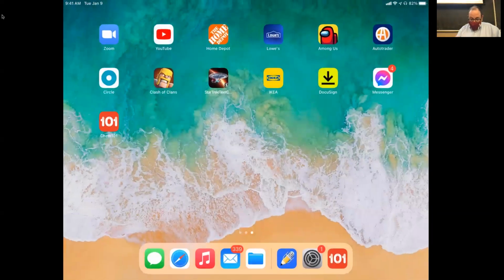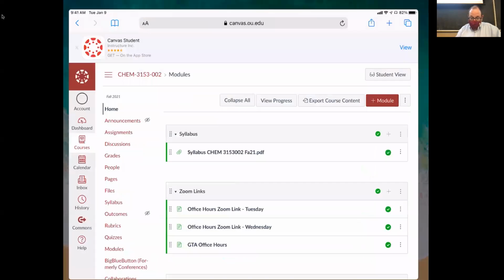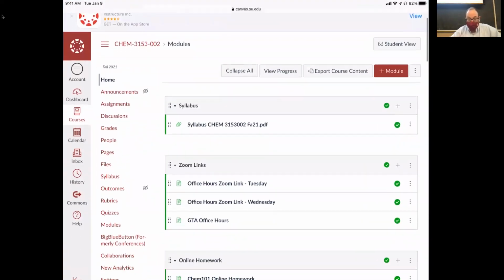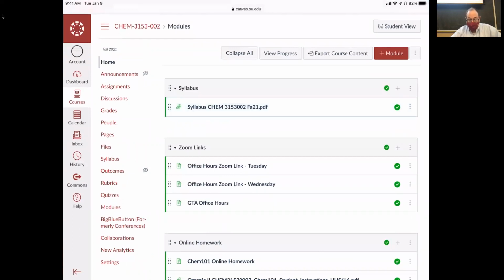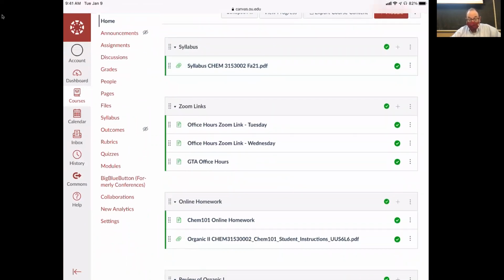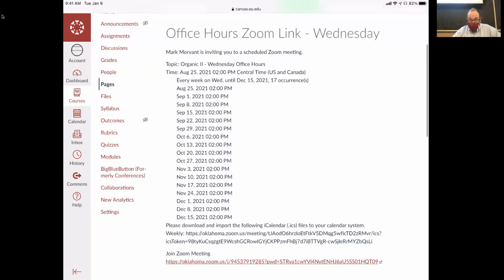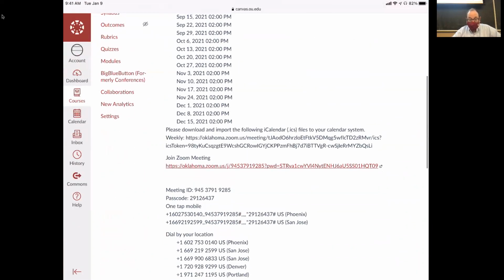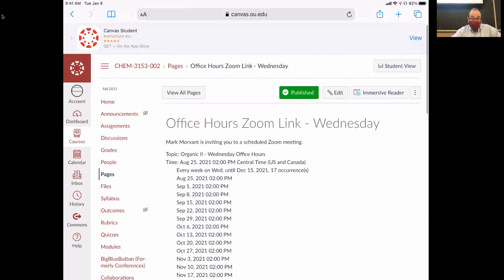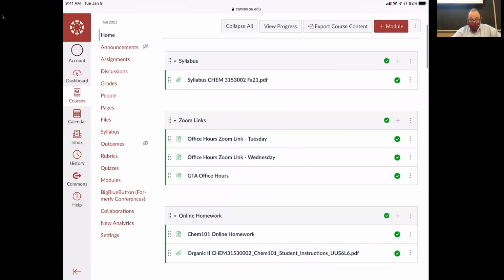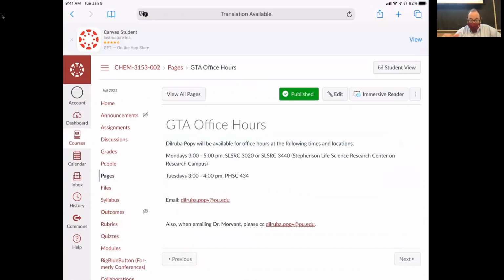The other thing to let you know is, okay, we didn't go through the Canvas site, but just to let you know how I'm structuring this. So the syllabus is up at the top. The Zoom links, so here are my Zoom links. If you go on one of these, it will open up and it will give you the Zoom link, plus you have the calendar that you can use. So if you click on that, it'll add it to your calendar, right? Consider doing that. If we go back, you'll also see Poppy has some office hours.